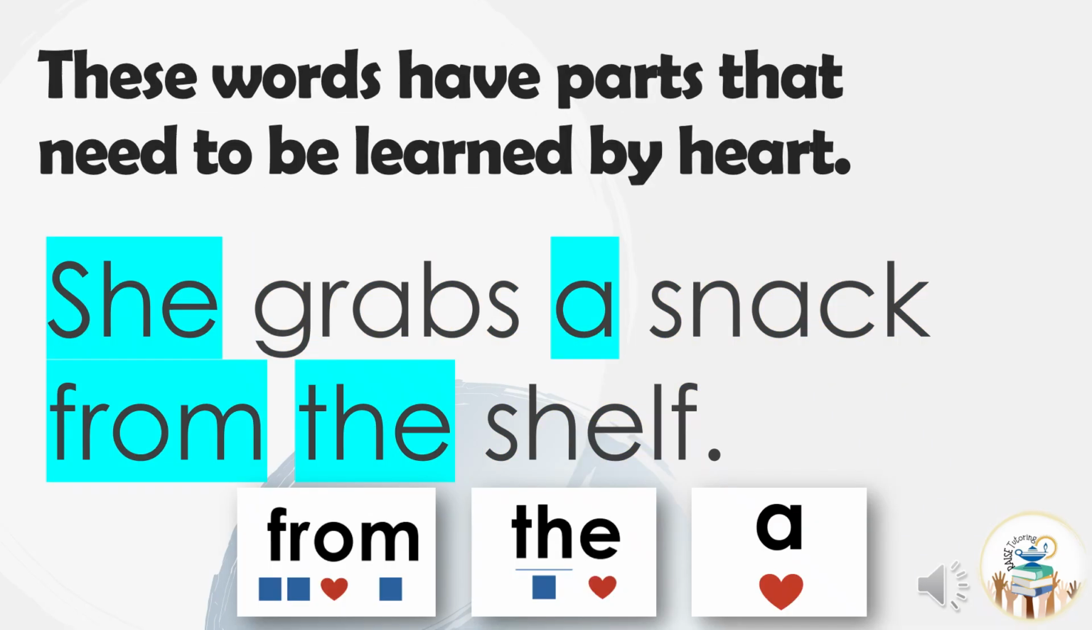But this sentence also has irregularly spelled words. It has words where we have parts that we need to learn by heart. So for example, the words she, from, and the have portions that are regularly spelled, but then they have other parts that are irregular, that aren't matching those sound spelling patterns the way that we think that they should. We call these heart words.